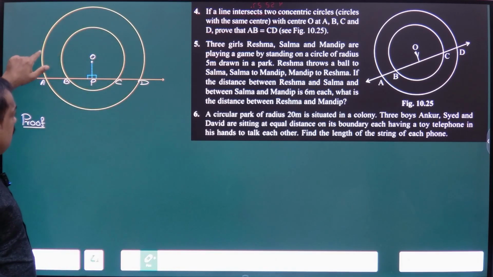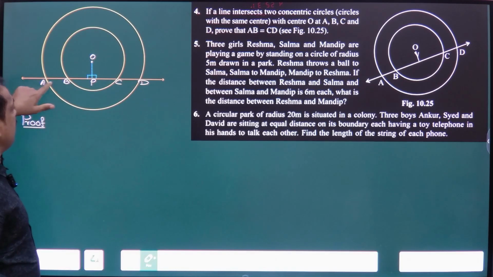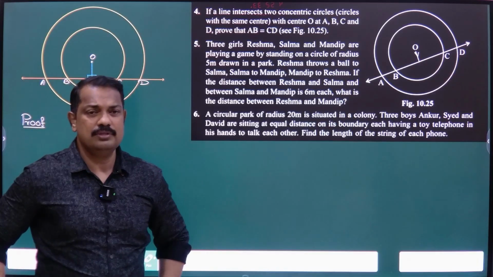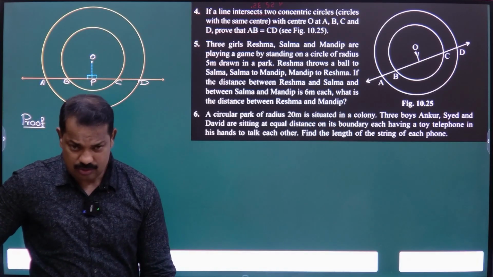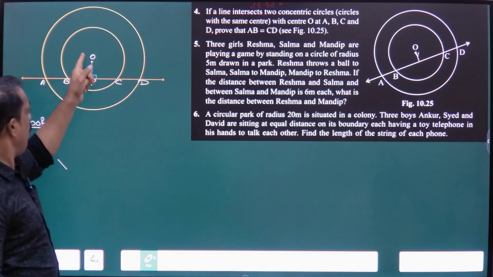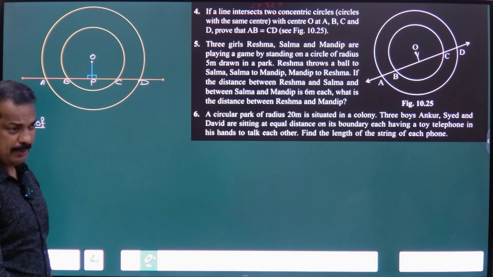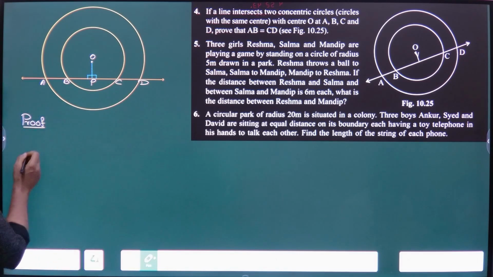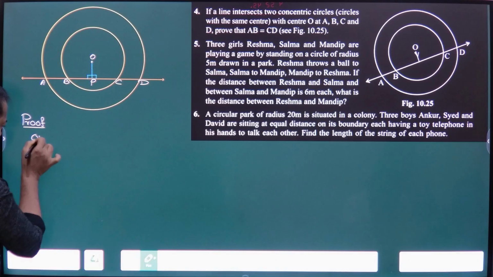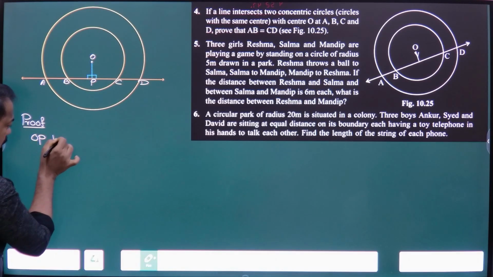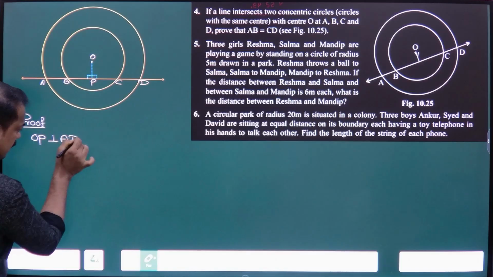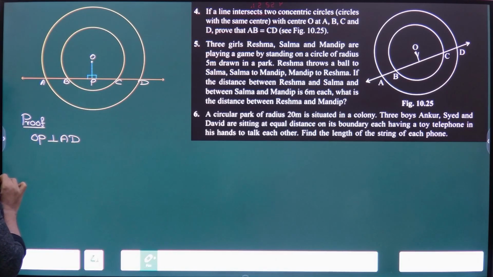First check the outer circle. In the case of the outer circle, AD is the chord, and OP is perpendicular to AD. Now we can apply the theorem.